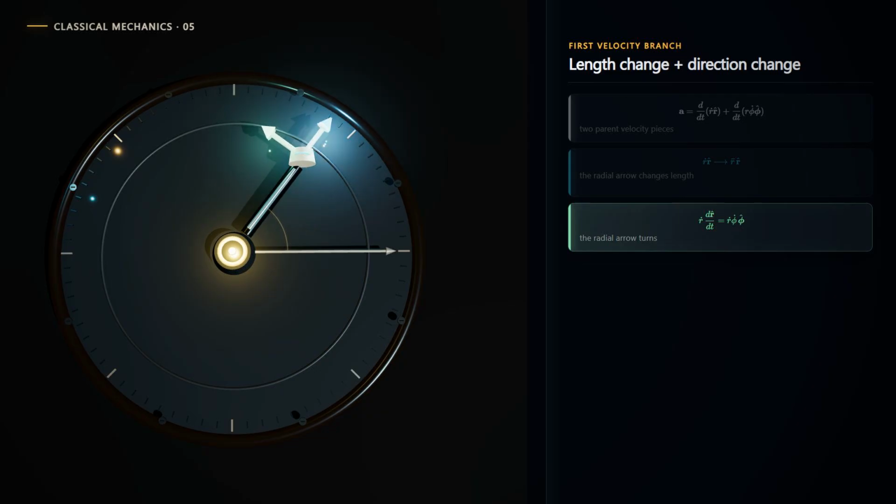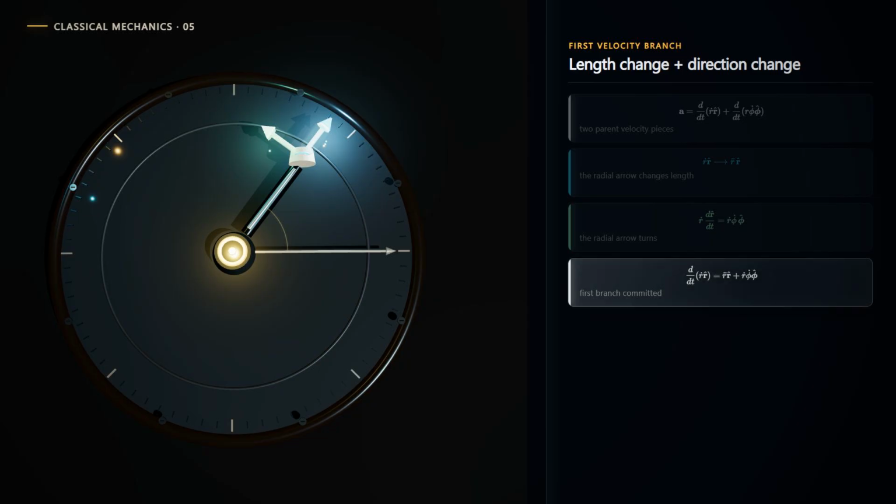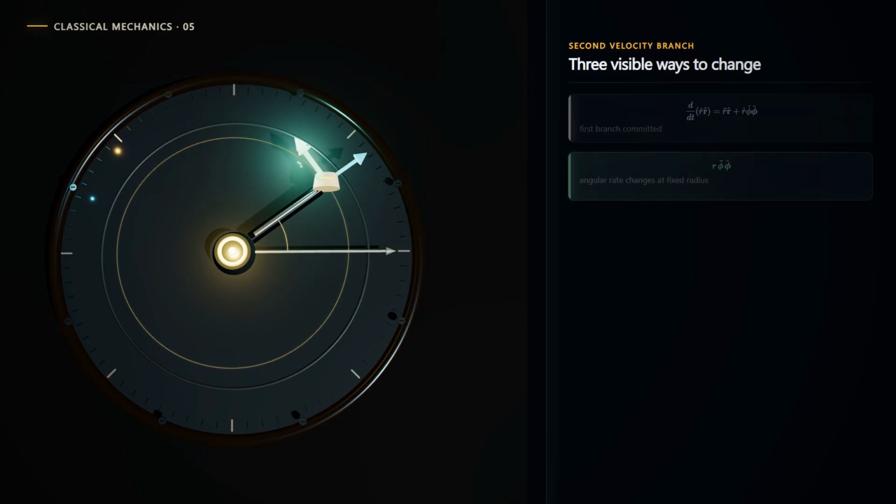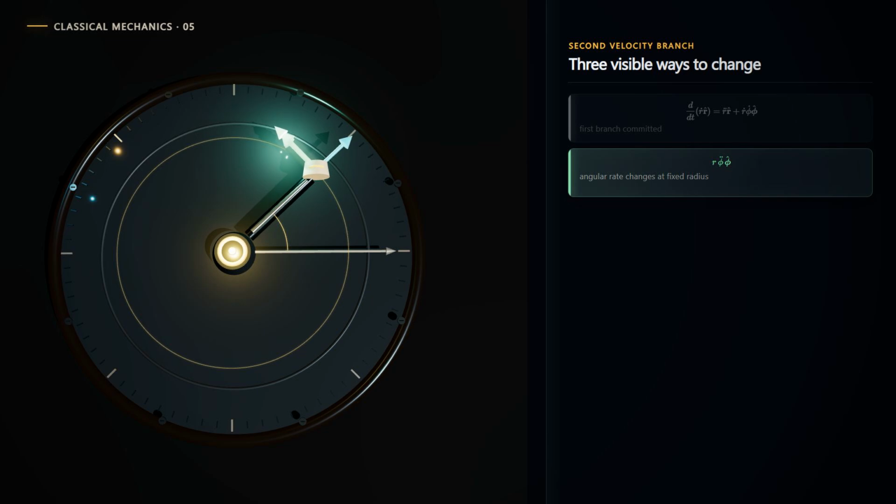So the radial velocity contributes r double dot along r hat, plus r dot phi dot along phi hat because its direction rotates. Turn now to the transverse velocity, r phi-dot phi-hat. Hold the radius fixed, but let phi-dot increase. The tracer sweeps angle faster, so the sideways arrow lengthens. That change contributes r phi-double-dot along phi-hat. Nothing radial changed, only the turn rate accelerated.